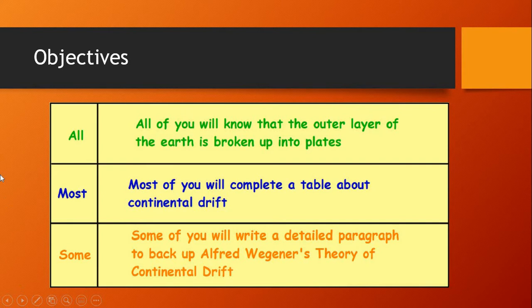Okay, so our objectives today. All of you will know that the outer layer of the Earth is broken up into plates. Most of you will complete a table about continental drift, and some of you will write a detailed paragraph to back up Alfred Wegener's theory of continental drift.